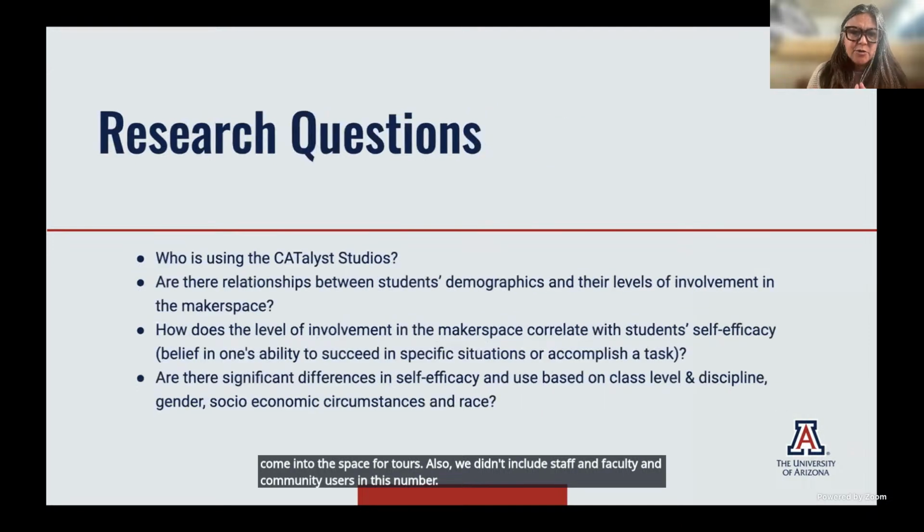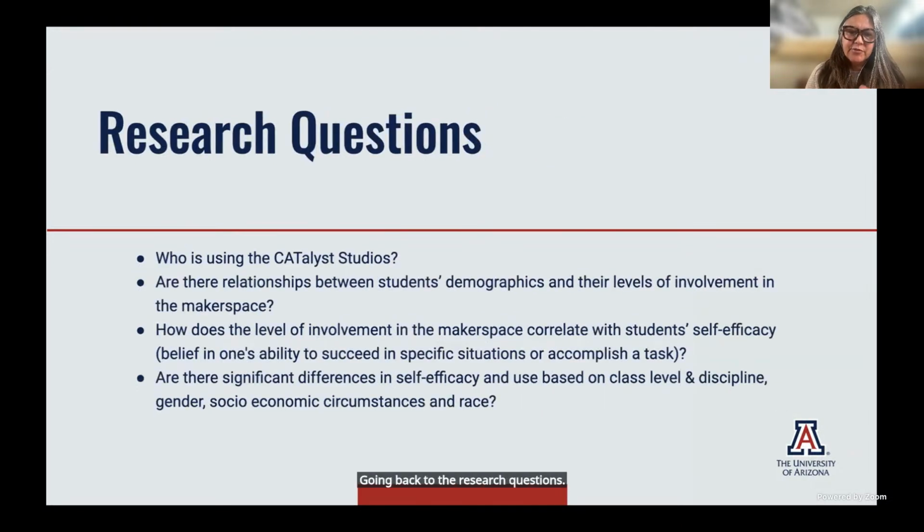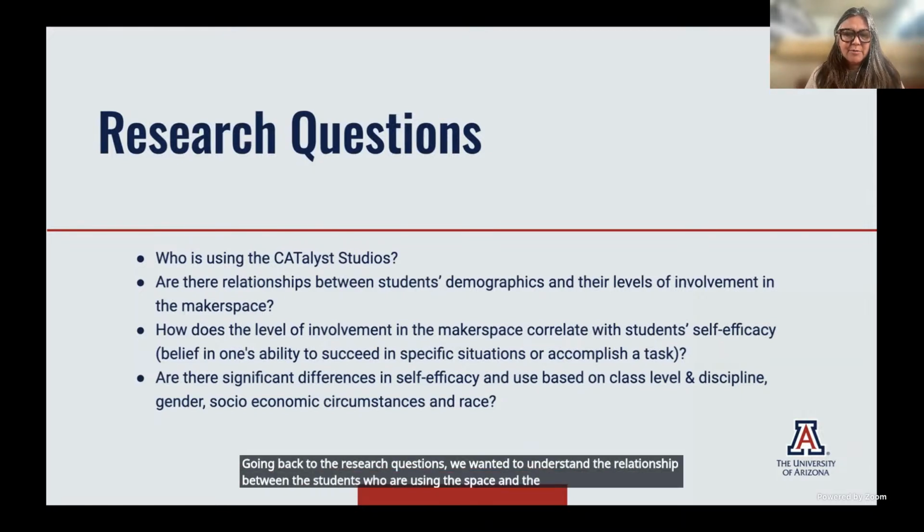Going back to the research questions, we wanted to understand the relationship between the students who are using the space and the demographics, and what level of involvement. So we ask them things like what they do when they're in the space.